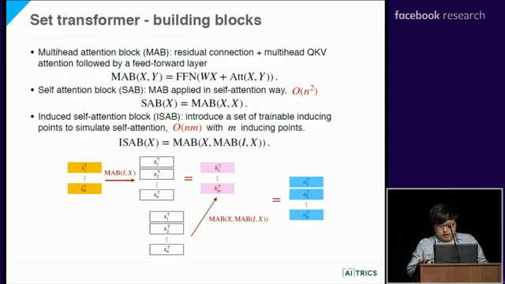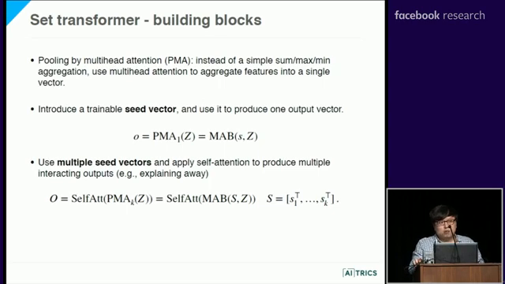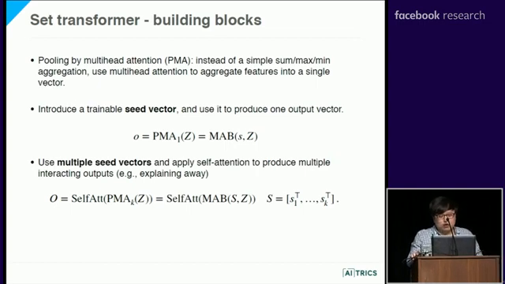Okay, and then the basic block which is used in the decoder of the Set Transformer is PMA, pooling by multi-head attention. Instead of a simple sum, max, or mean aggregation, we use multi-head attention to aggregate features into a single vector. But we can also use multiple seed vectors, so we can apply self-attention to produce multiple interacting outputs, like O. This O is a matrix of K vectors.